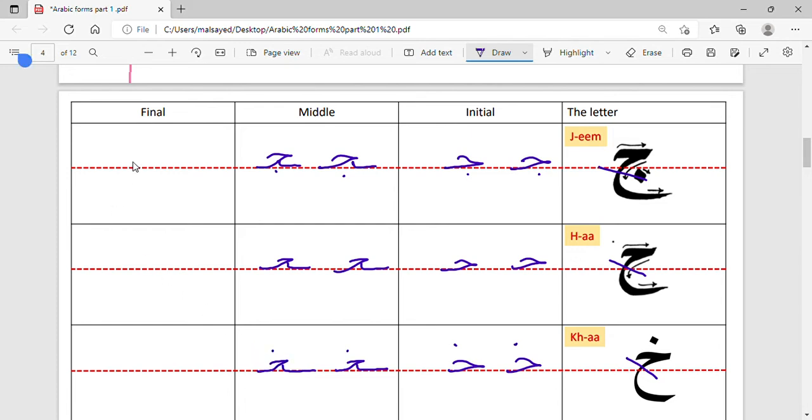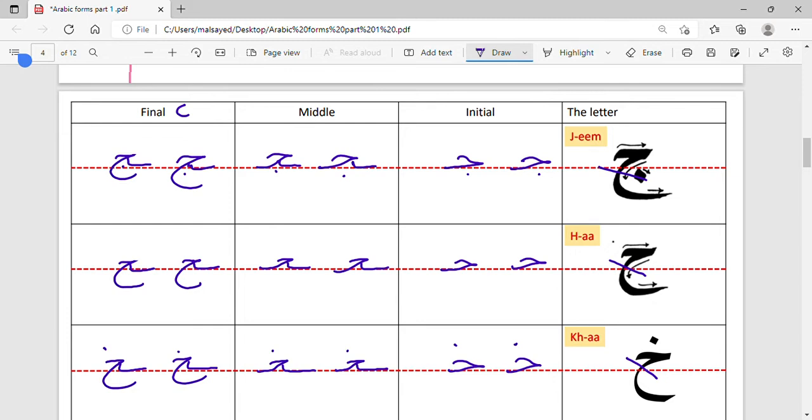Okay, now the final form connected, it's in the end of a word. That means we only need the right hand to connect. We have that short stroke to lay the body of the letters on it. Jim. Same for the ha. And here the kha. So here we have the forms for the jim, ha, and kha.